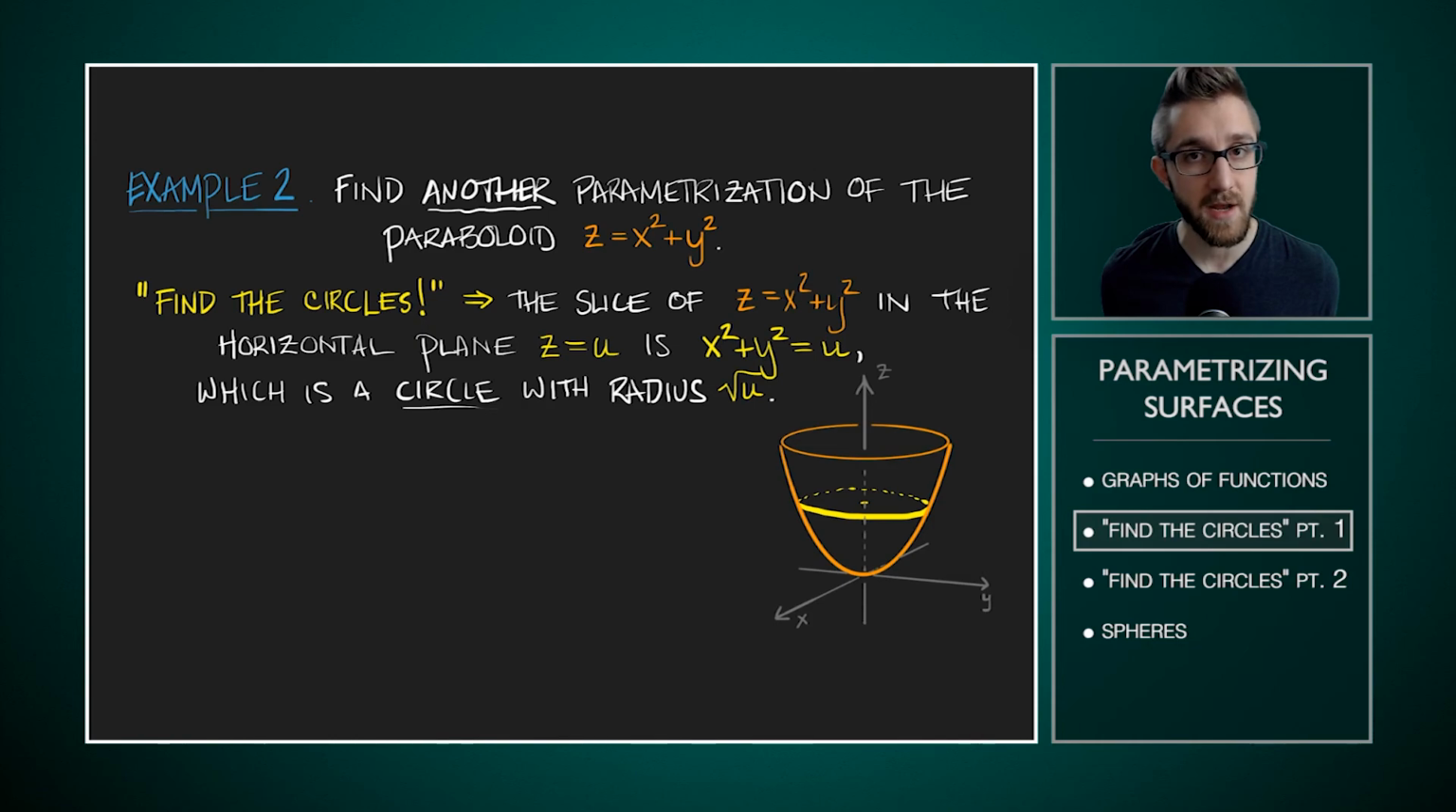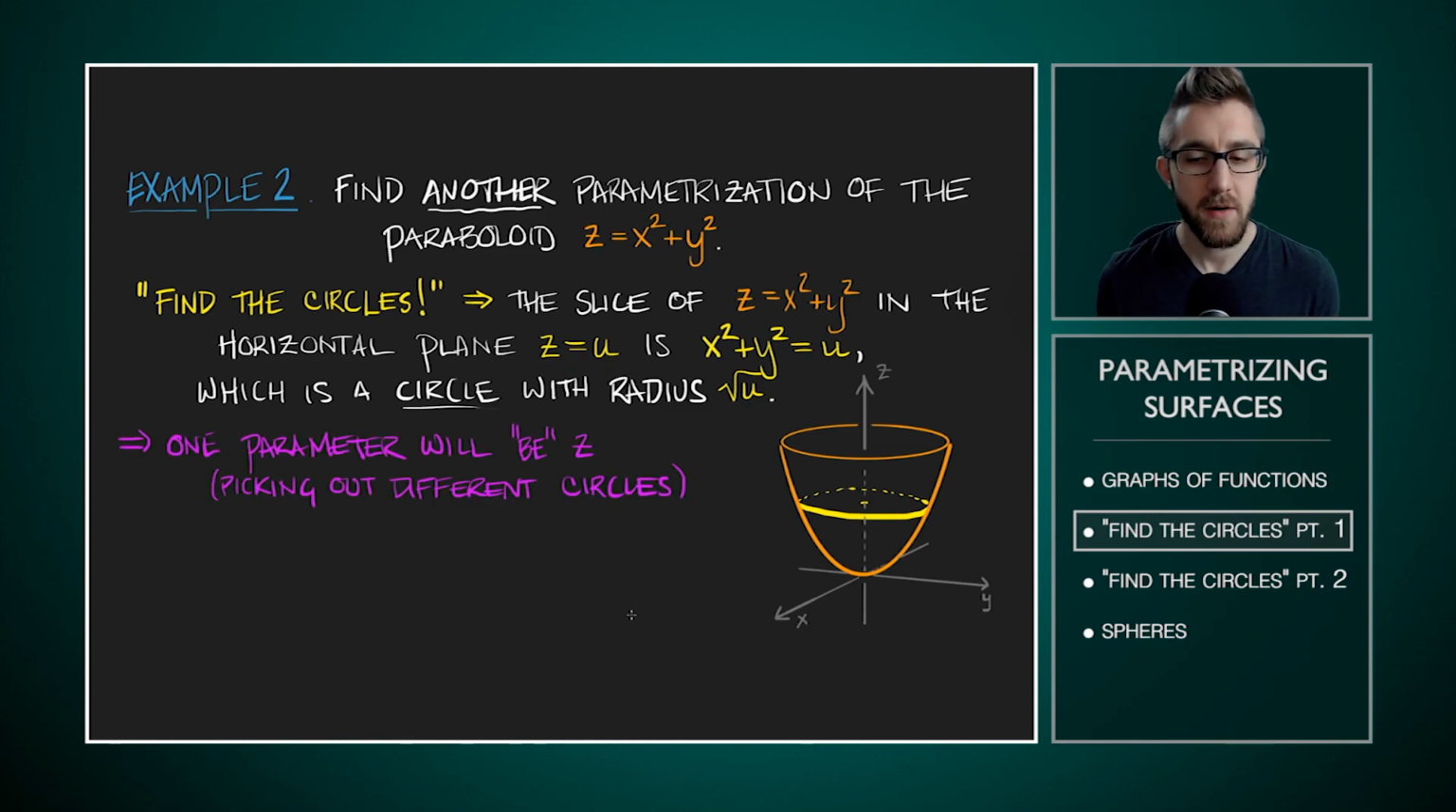So going back to our guiding question of what the roles of the parameters should be, we're going to let one of the parameters be z, which we've already written here. And the other parameter, well, if one of our parameters is picking out different circles, then we need the second parameter to be the one that moves around each circle. Another way to think about it is to parameterize this surface, every location is determined by which circle it lies on, and then the angle around that circle that you need to move to get to that point. So the other parameter is going to be theta, which is moving around the circles.